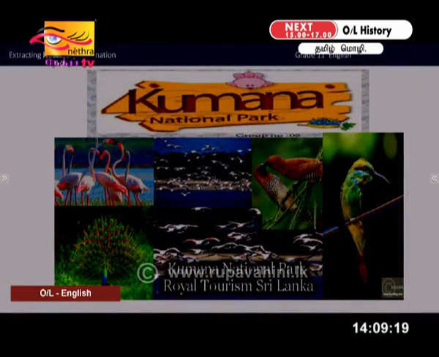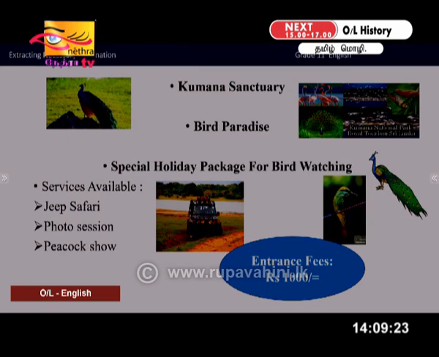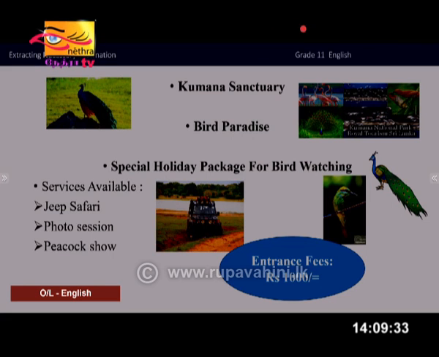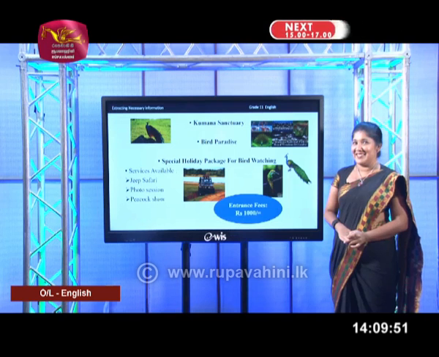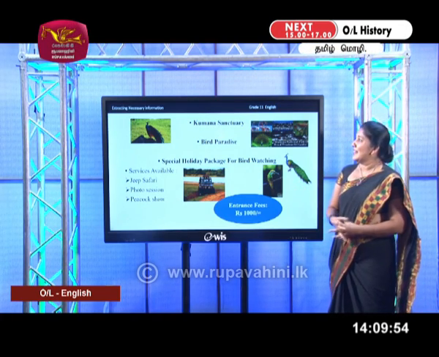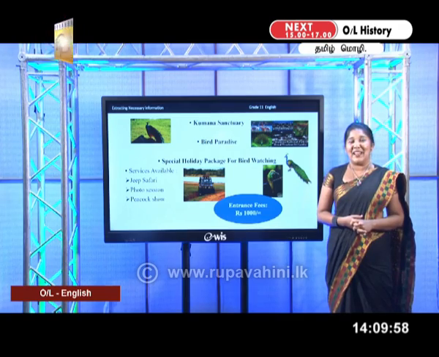Right, let's go to the next one. You have Kumana Sanctuary. It's a bird paradise, and there is a special holiday package for bird watching, and you also have some services available. They are Jeep Safari, photo session and peacock show. And my dear students, the entrance fee is 1,000 rupees. Usually the season is from April to June, and it's a wonderful place to visit. And let's see how you get the activity to answer by going through this advertisement.